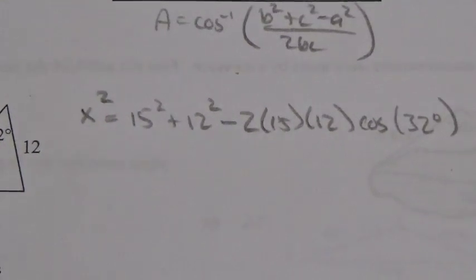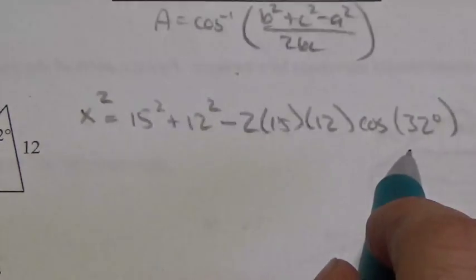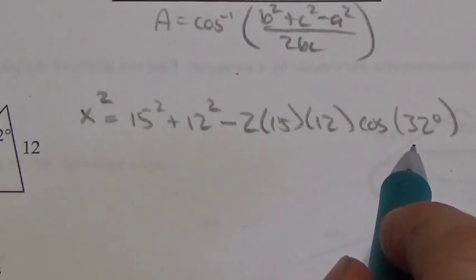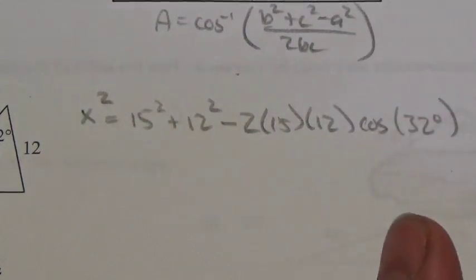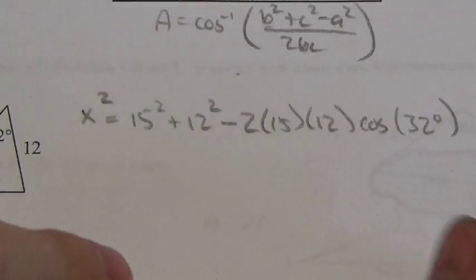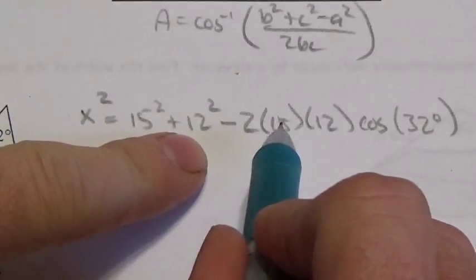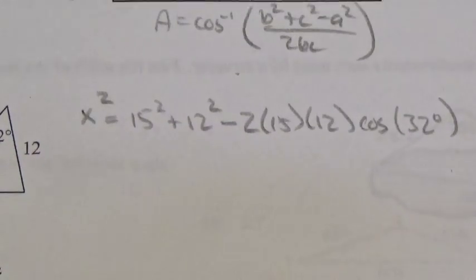Now, I want to make sure that we're really clear on this. I've watched so many people mess this up when they go to their calculator to enter this in. Okay? And even after I've warned people about the mistake that they could make here, they still make it. This cosine of 32 is being multiplied by this 2 times 15 times 12.